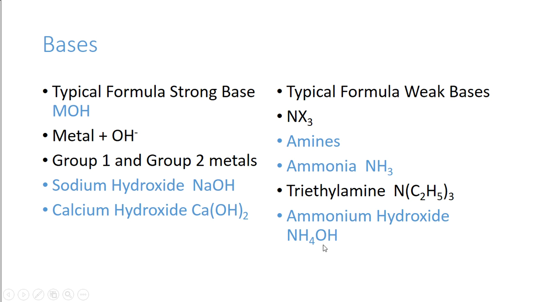Ammonium hydroxide, NH4OH, is another weak base. It's basically what happens when you put ammonia in water. You get the H from the water going with the ammonium ion and the OH that's left sticking around. So you can see the difference between NH3 and NH4OH is water, H2O. All right, so those are the bases.